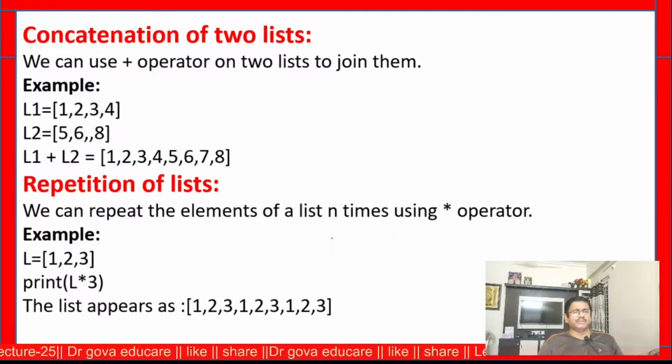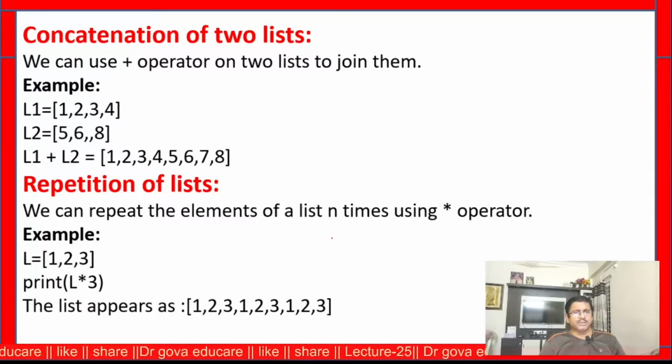Concatenation of two lists. Concatenation means adding two lists or joining two lists. For this we use the plus operator. The plus operator is the concatenation operator. Similarly, the repetition operator: star. We are using star as the repetition operator.